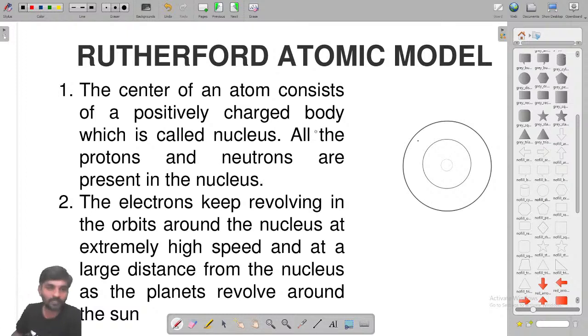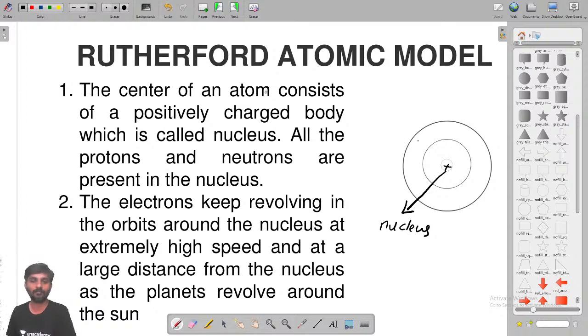So the center of an atom consists of a positively charged body, which is called the nucleus. Assume that this is going to be the nucleus. Right? What is it saying, sir? The nucleus has some positive charge. Who is saying it, sir? Rutherford is saying.